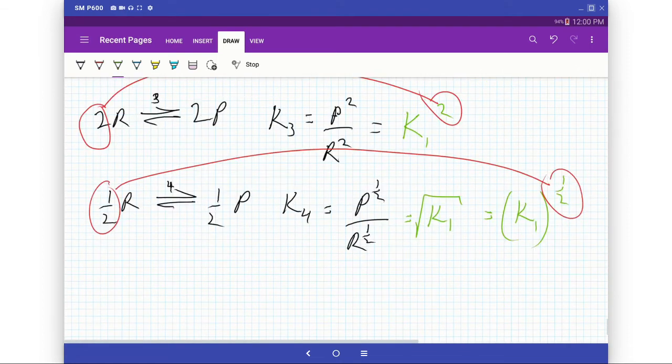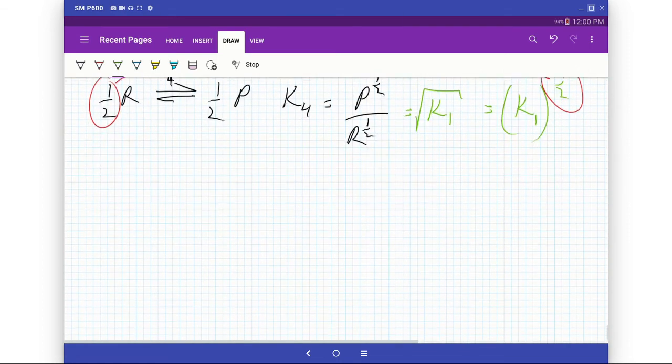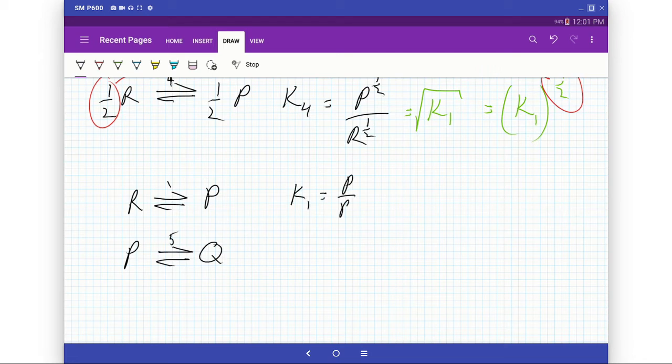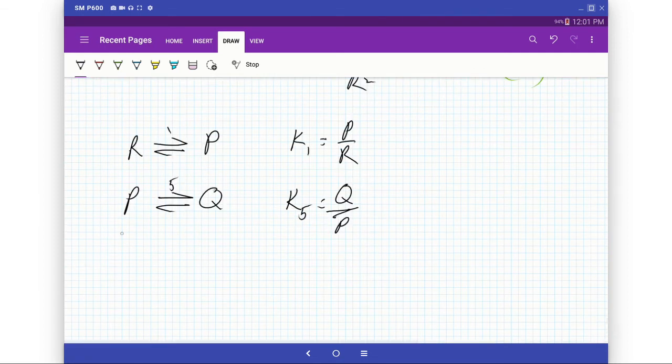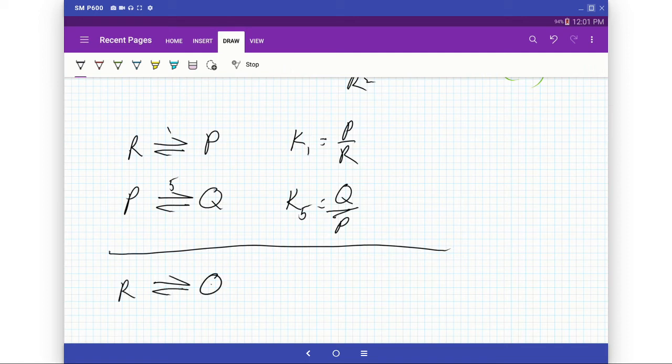All right, now we're going to add a couple of equilibria together, and we have R is in equilibrium with P, that happened to be reaction 1, and we have P in equilibrium with Q, that's going to be reaction 5. K1 is P over R, K5 is Q over P. When I add these things together, I have R is in equilibrium with Q.